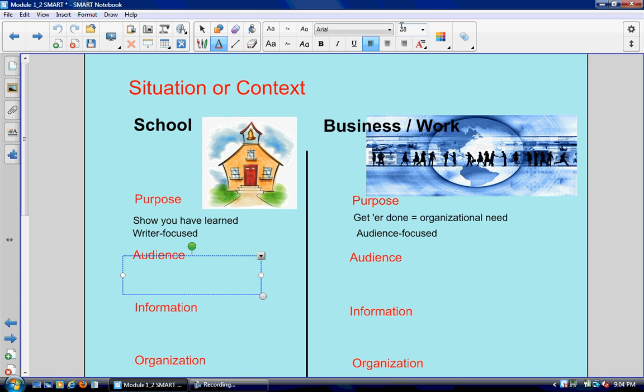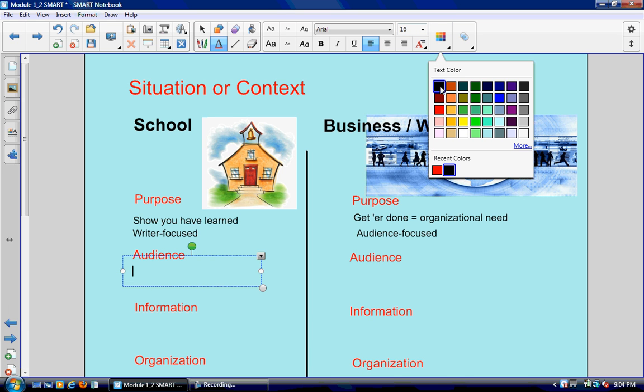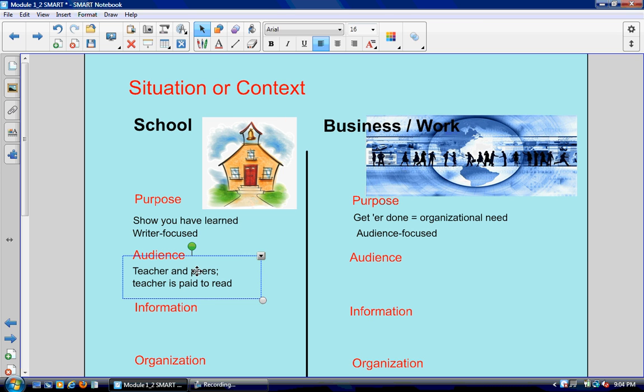So who's the primary audience for your school writing? Well, clearly it's going to be your teacher and peers. Okay. And one of the things that's interesting about this audience is that your teacher is paid to read your writing. So everything that you write is going to get read, regardless of how well it's the document design, you know, whether or not it's clear in its explanations.